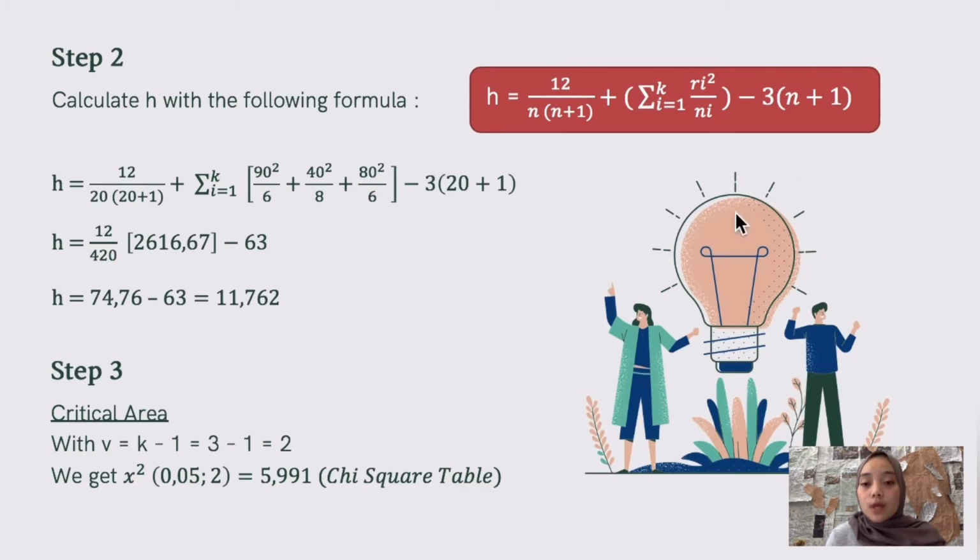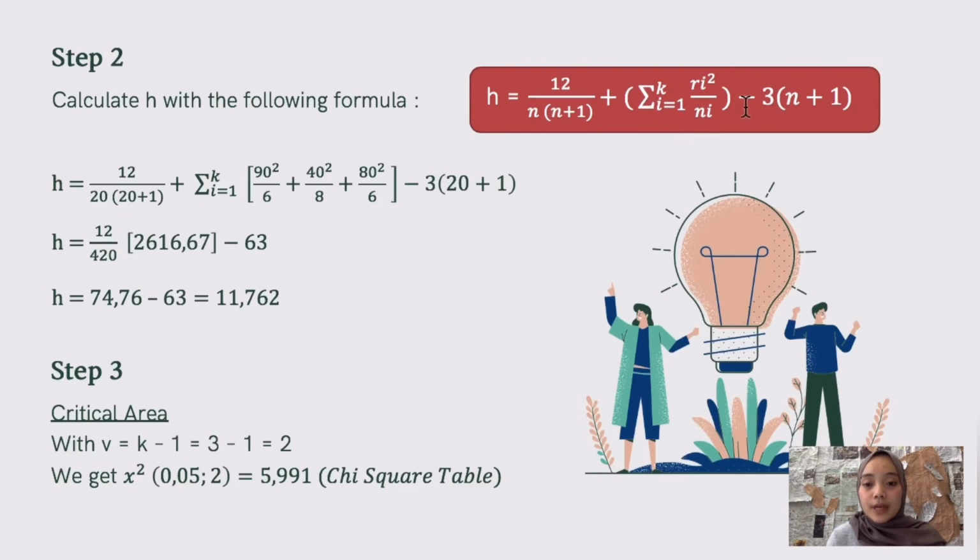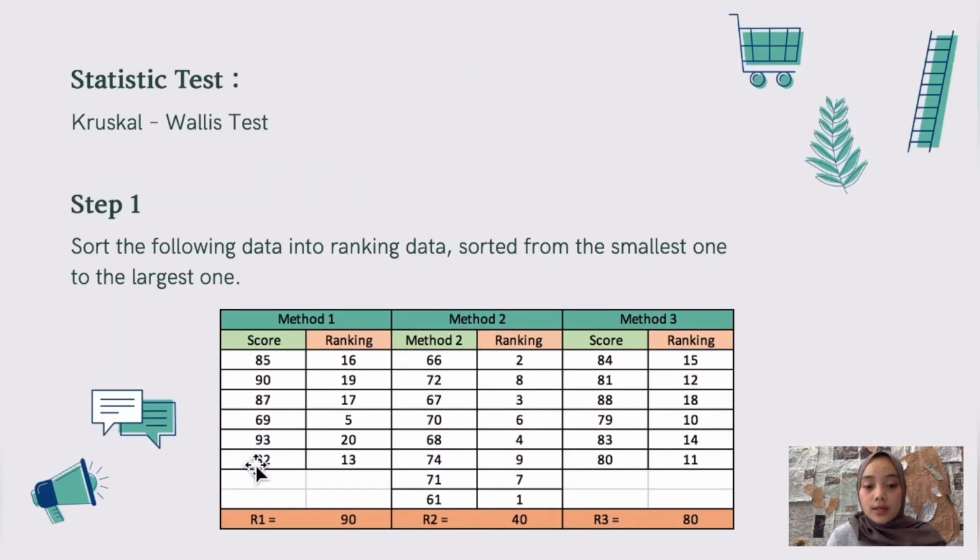This is the formula for the H calculation, which is 12 divided by n times n plus 1, and here n is 20. For the R values, R1, R2, and R3, each is squared and divided by its n. The n for R1 is 6, the total of scores, for R2 it is 8, and for R3 it is 6.